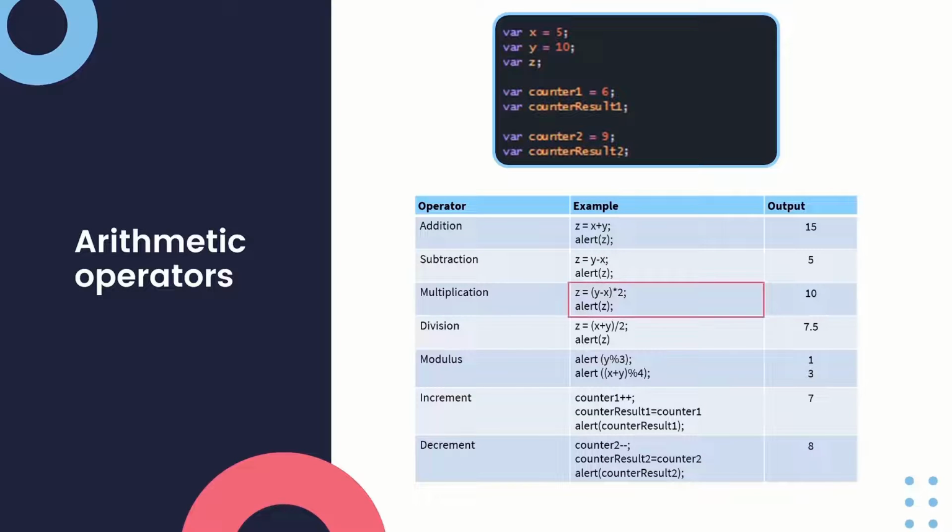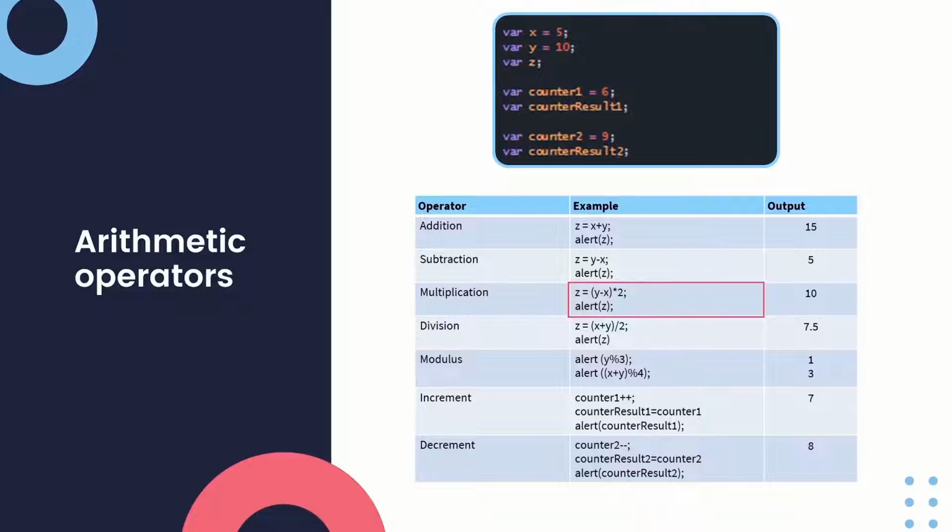Great. Moving on to multiplication, what we have is, again, z being undefined at this moment, is (y minus x) multiplied by 2. Here we are using BODMAS, and we know this because we've added brackets. So essentially we are saying 10 minus 5, which is equal to 5, multiplied by 2 gives us 10.